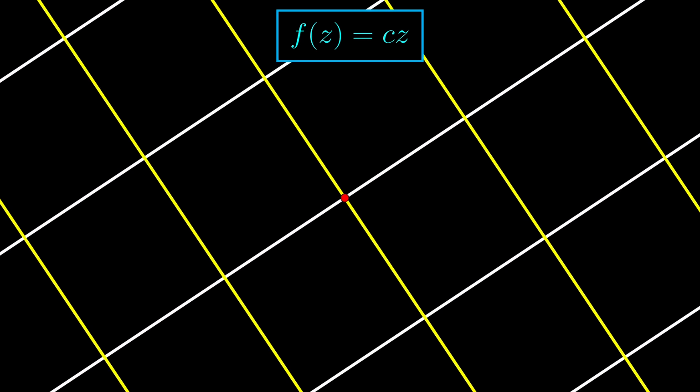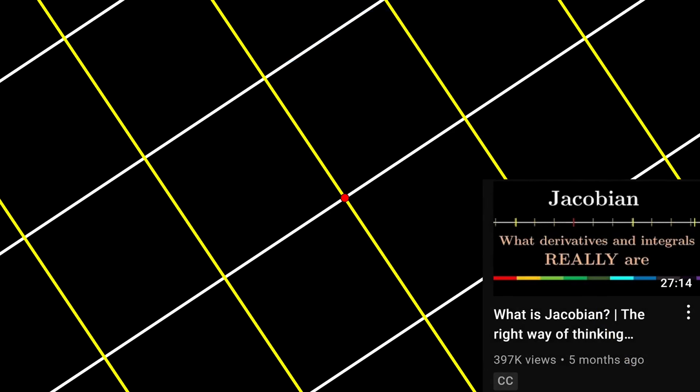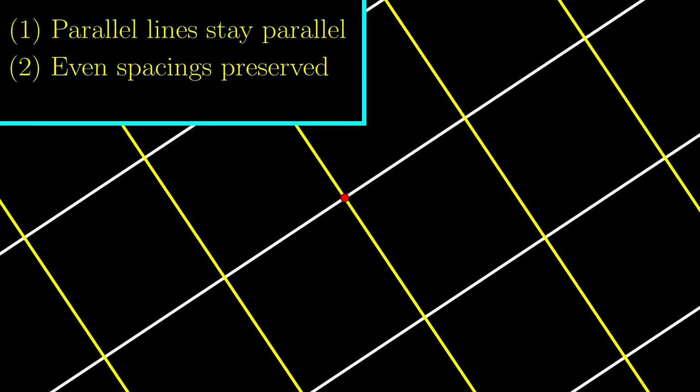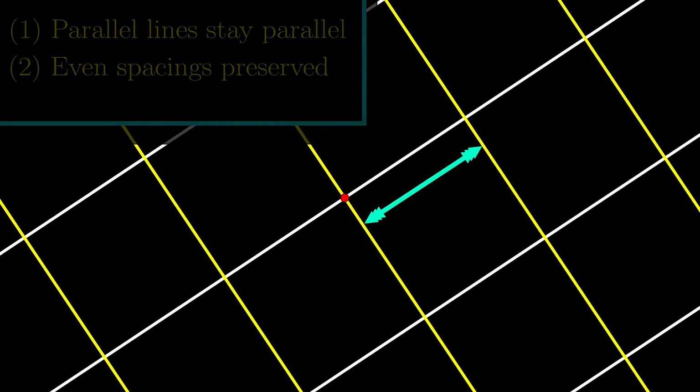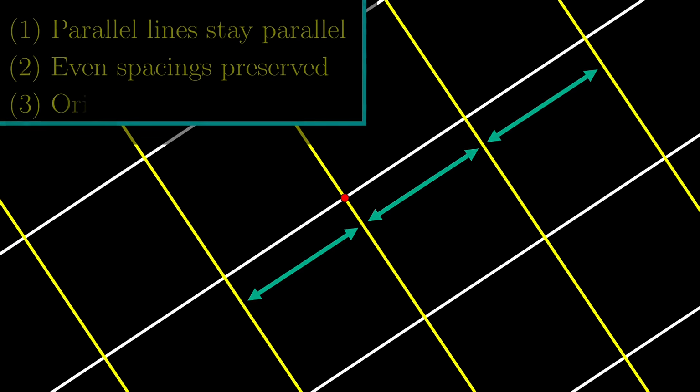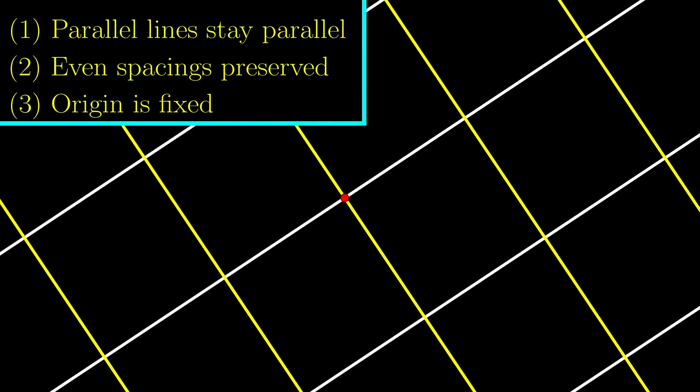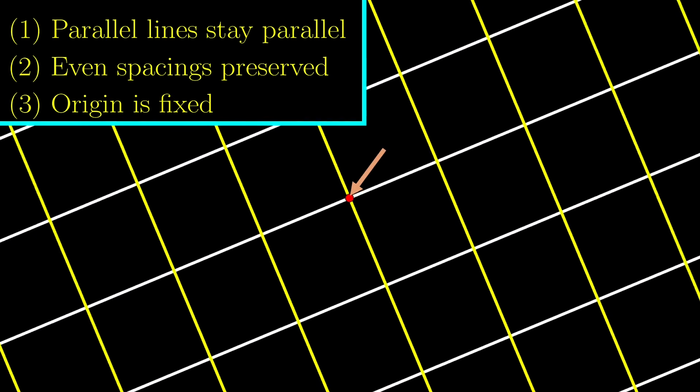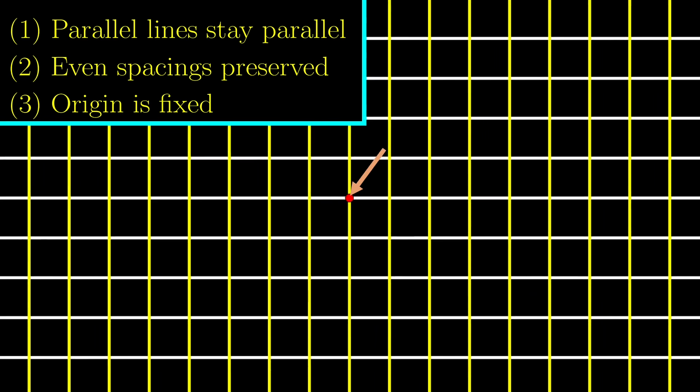Can you see it? This is a linear map. Why? As I said in a Jacobian video, a linear map is where parallel lines stay parallel, and yes, the lines are parallel here. Do the lines still have even spacings? Well, yes, the spacings between the parallel lines are still the same. Is the origin fixed? Well, let's play back in reverse. Yes, the red dot in the middle stays fixed, so this is a linear map.